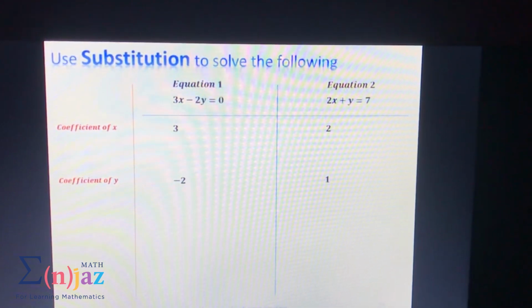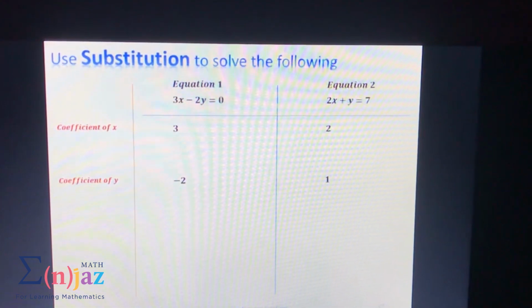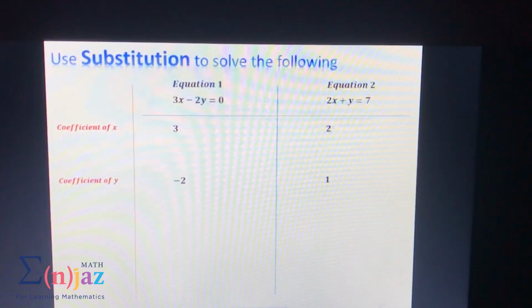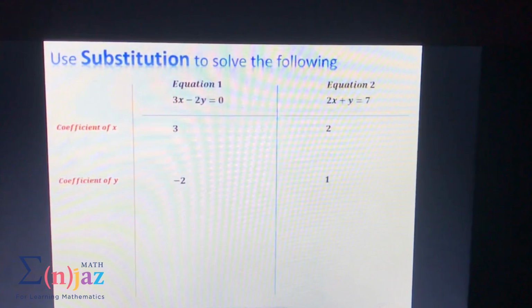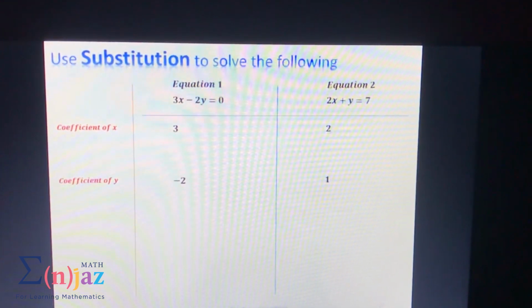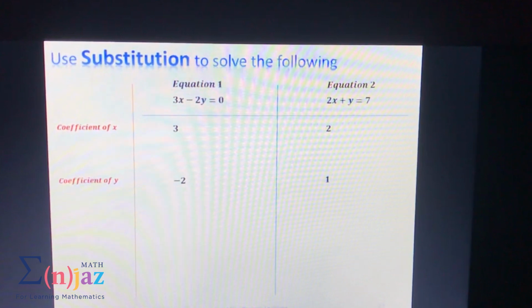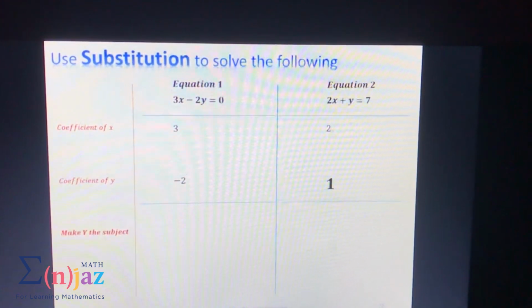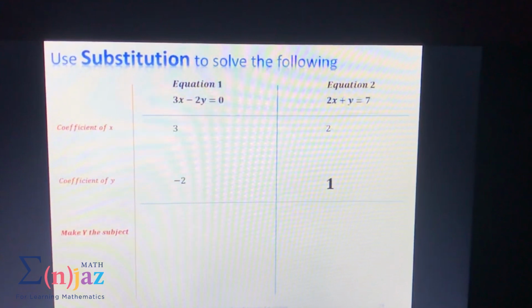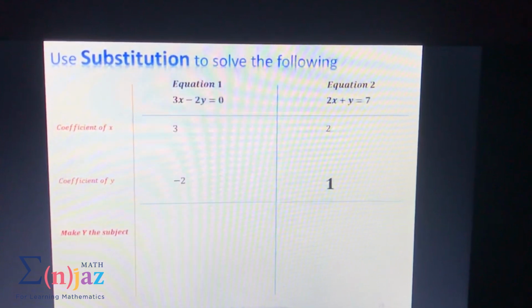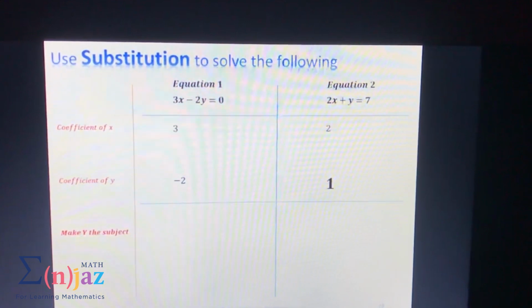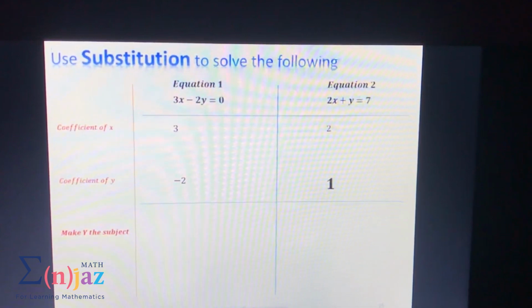Now, since in the second equation y has a coefficient of 1, it would be easier for me to rewrite the second equation in terms of y, meaning I'm going to make y my subject. So make y the subject. How do we make y the subject? By applying opposite operation. Meaning I'm going to leave y on its own on the left side of the equation and send everything else, every single term, to the right side of the equation.